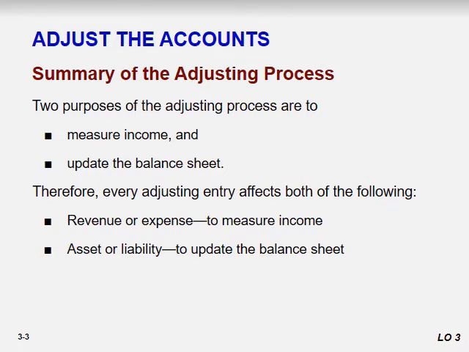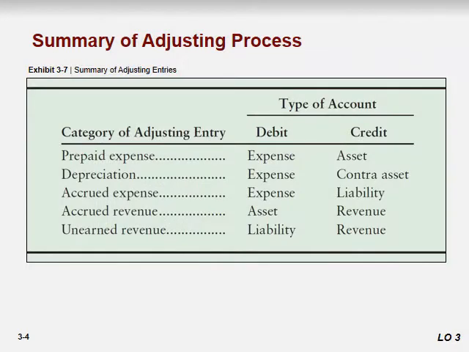So, a summary of the adjusting process: the two purposes of the adjusting process are to measure the income and update the balance sheet. Therefore, every adjusting entry affects both of the following: revenue or expenses to measure the income statement, and assets or liabilities to update the balance sheet. Let's see that. The summary of the adjusting entries is just for your own understanding. The logic we already explained extensively in our previous slides.